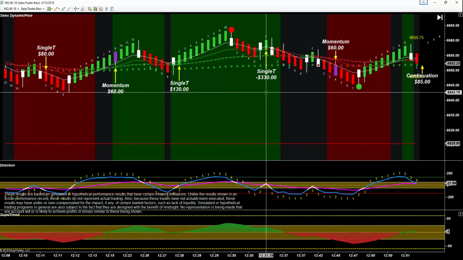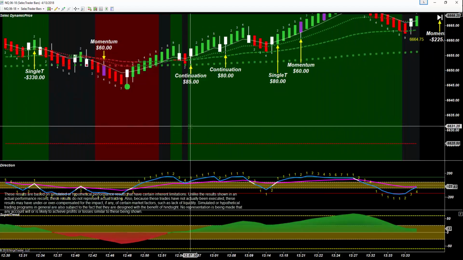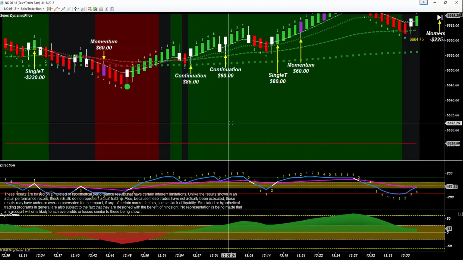Then we have a single T long that does get stopped out for our full stop. Then we have a momentum short off the 200 for a quick profit target. Then we have a continuation long at 1257 that does grab an extra tick with the runner, followed by a continuation for profit target at 1308.